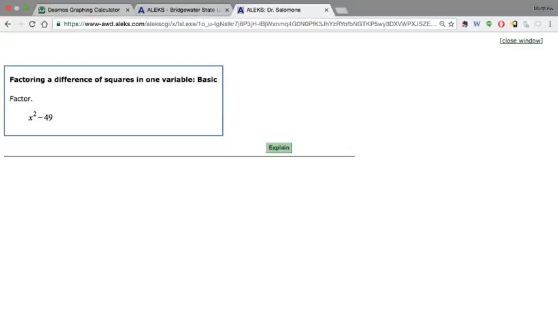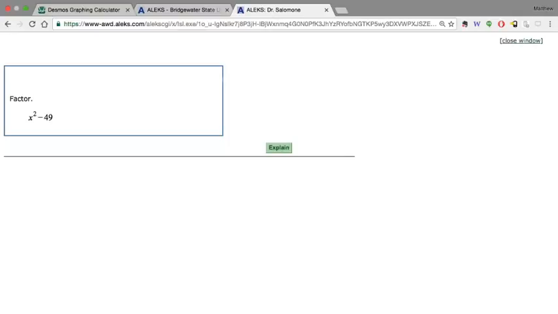Your task in this problem is to factor the expression x squared minus 49. And keep in mind that when you see problems like this in ALEX or on an exam situation or whatever, you won't see some topical category the way that we had it here. It won't say factor or difference of squares in one variable. It'll just say factor, and you'll have to factor an expression like x squared minus 49.